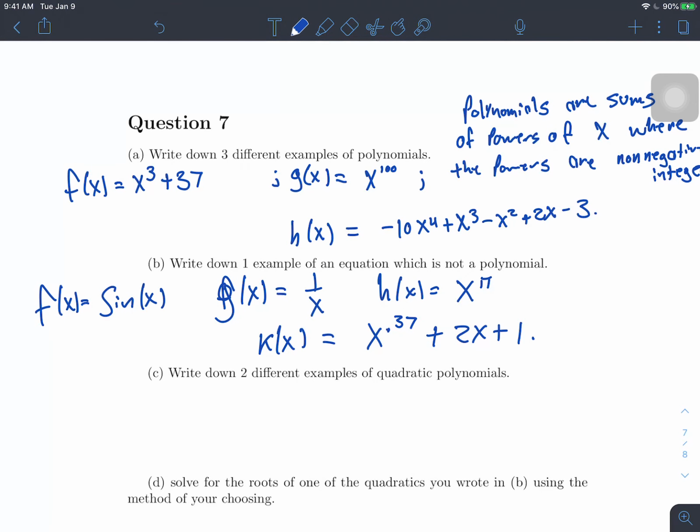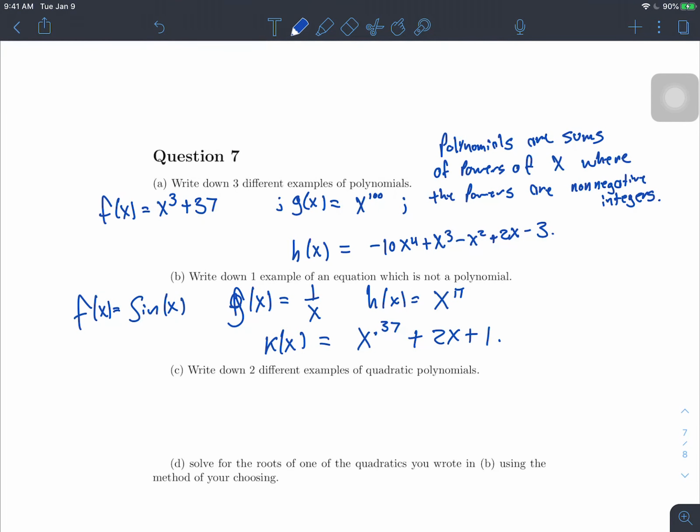H and k are not polynomials because the power of x, in both cases, is not an integer. Why is g not a polynomial? G is not a polynomial because it's x to the power -1. -1 is not a non-negative integer. It is a negative integer. So that fails it because it's not non-negative. F of x equals sine of x is a trigonometric function, so it's certainly not a polynomial.